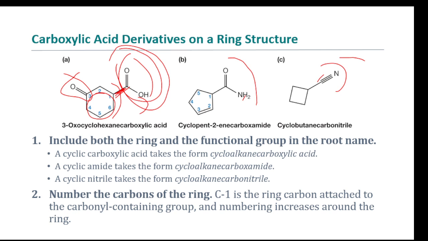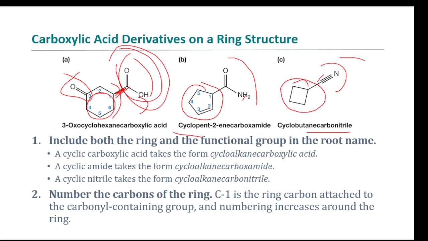Okay. And so the next one's going to be cyclopentene, right? Now this one has a double bond, so we have to number that double bond. And so that's going to be 2-ene, and then carboxamide. Everybody okay with that so far? Okay. Everybody want to try to say that with me? Carboxamide. Okay, fantastic.